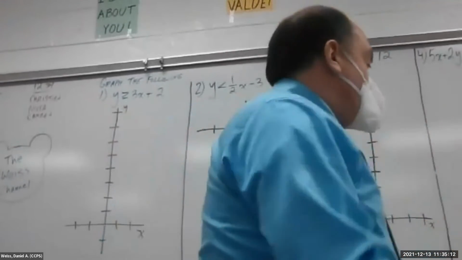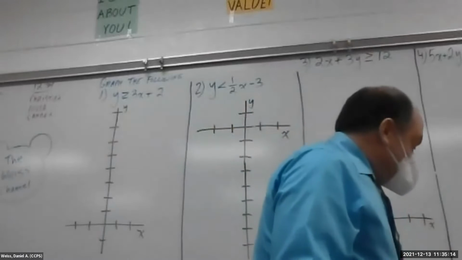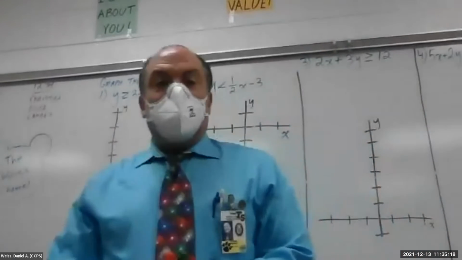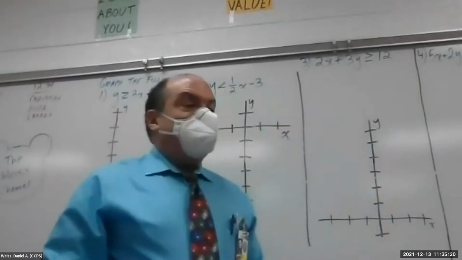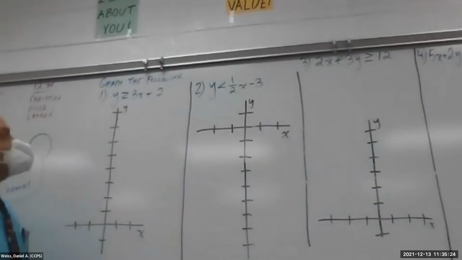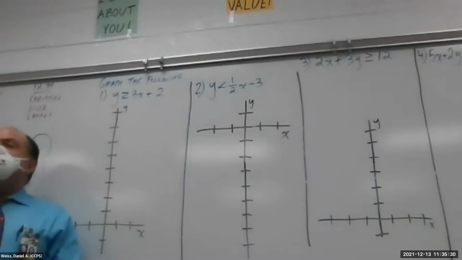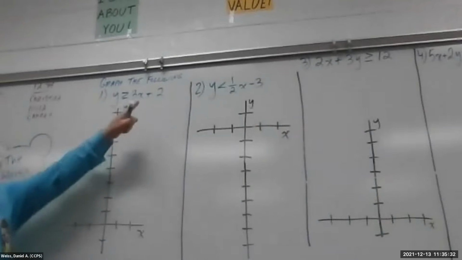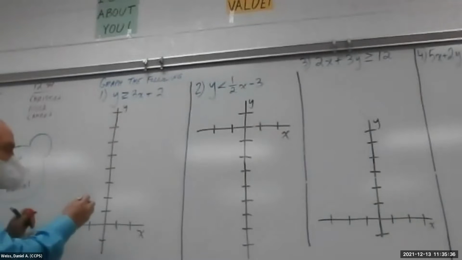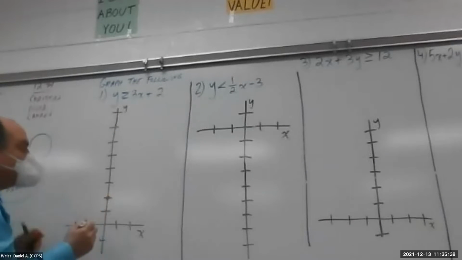Today, we are graphing again, but this time it's inequalities, all right? So, for example, we have y is greater than or equal to 3x plus 2. What is the intercept? 2. So just like before, we put a dot on 2, right?